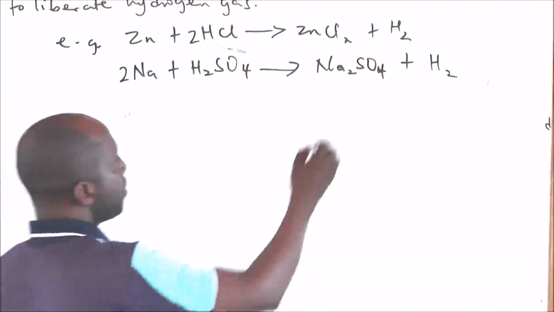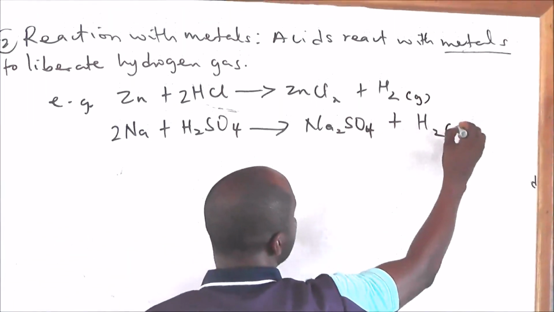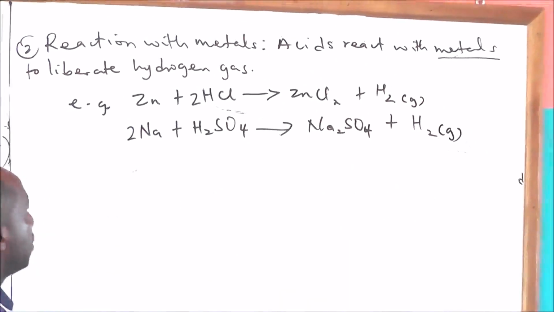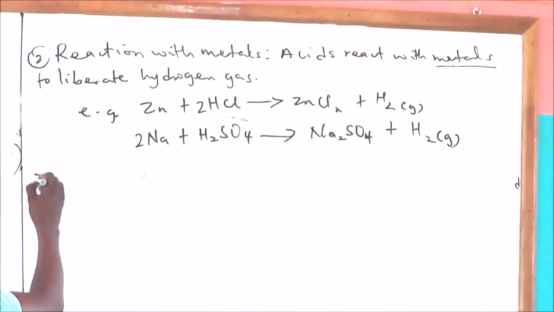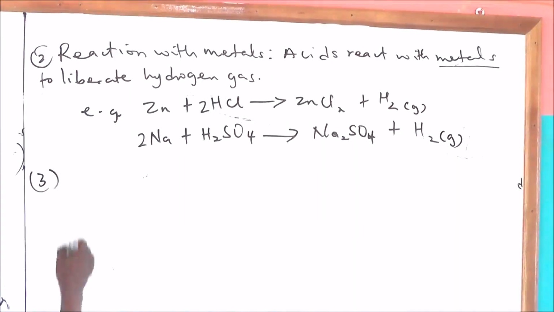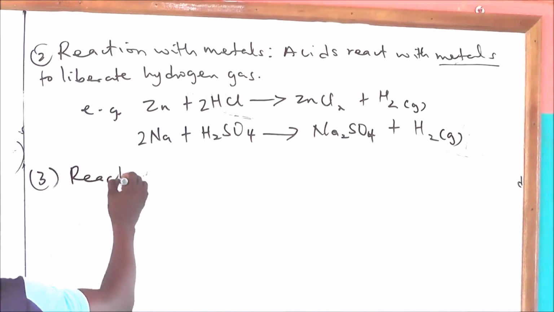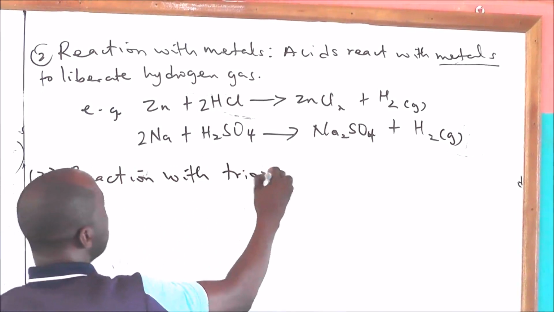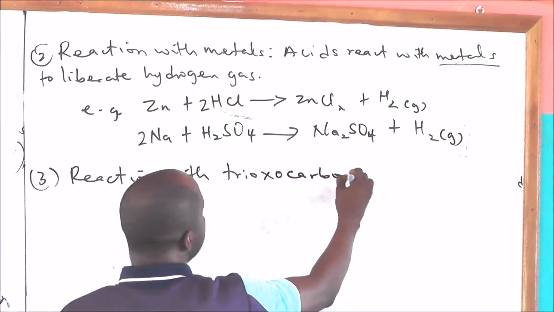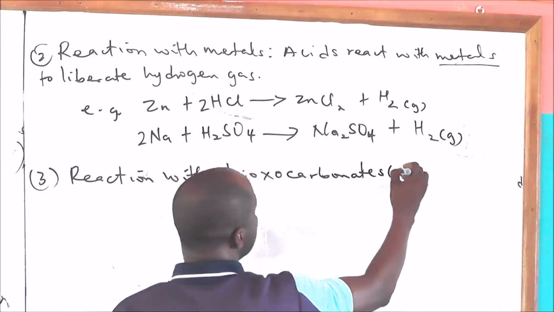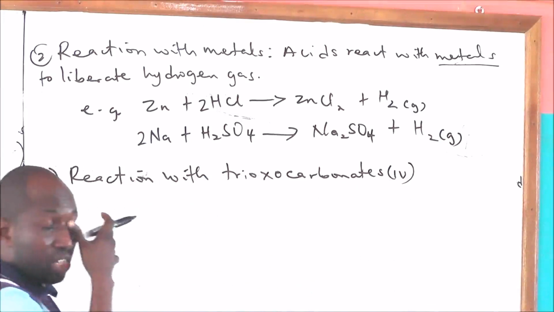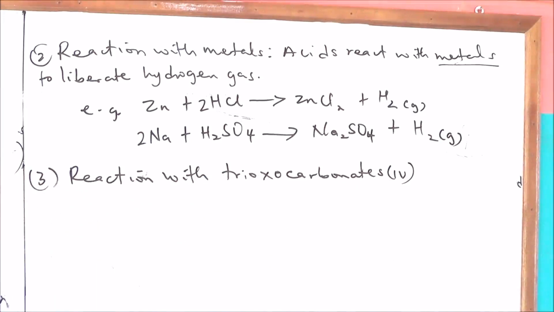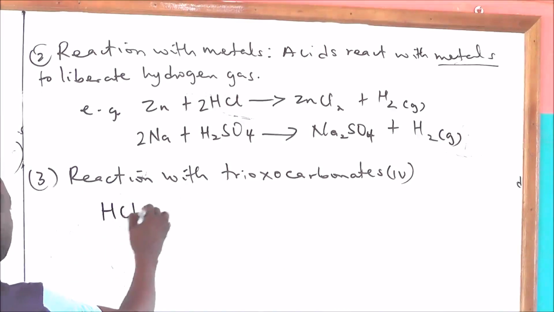So hydrogen gas is liberated at the end of the reaction. Another chemical property of acid: reaction with carbonates. Acid reacts with trioxocarbonate(IV) to liberate carbon(IV) oxide.